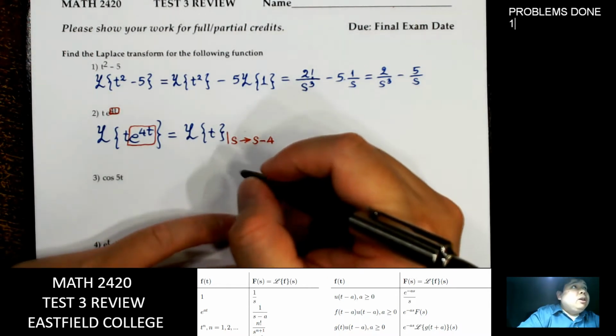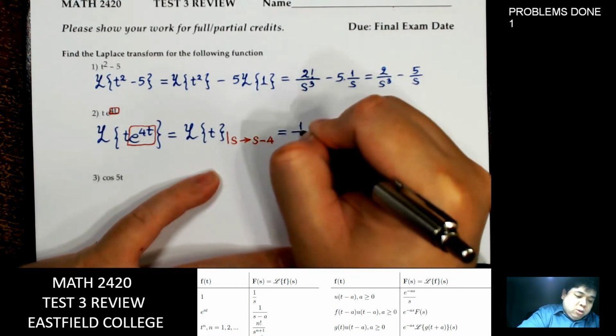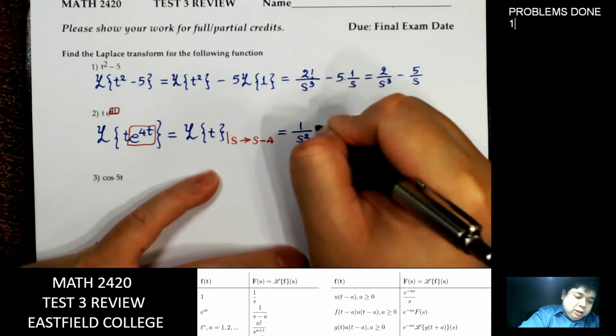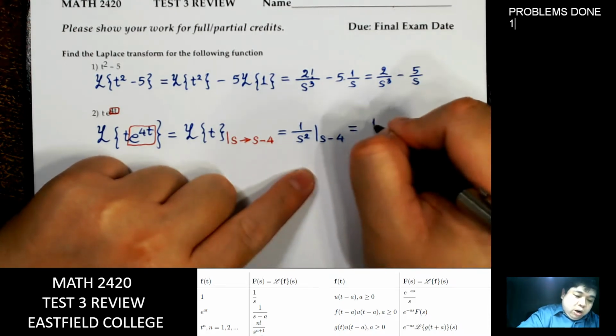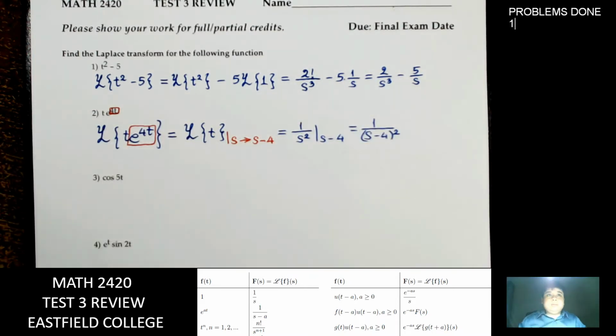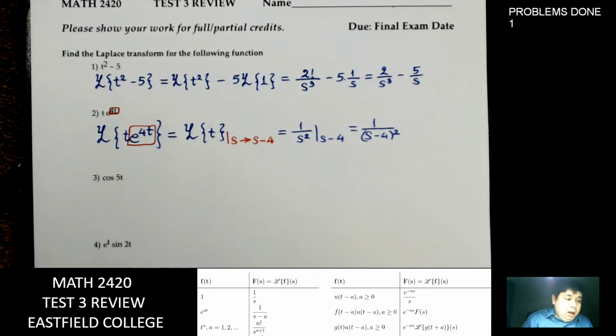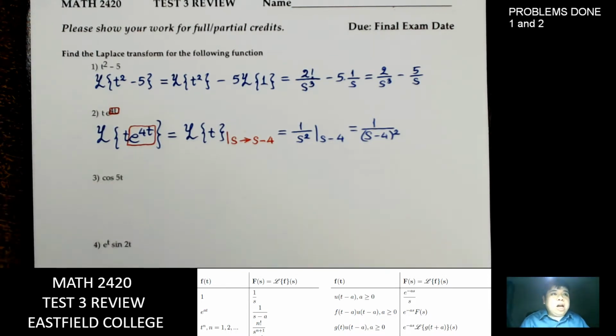So we will have the transform of t is 1 over s squared. Now instead of s, we have s minus 4, so 1 over s minus 4 squared. Right, so that's the transform. Number 3 is straightforward. The table of Laplace transforms is over there, so just look it up.